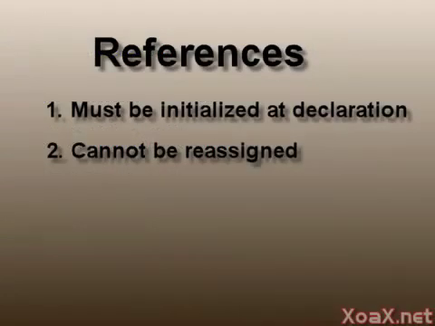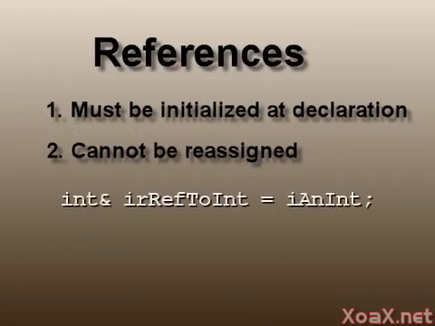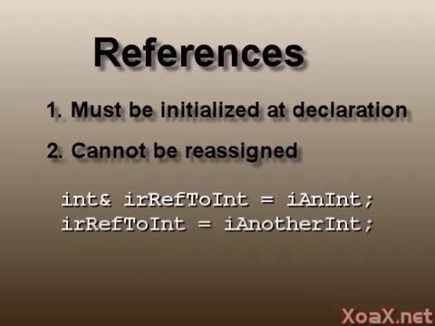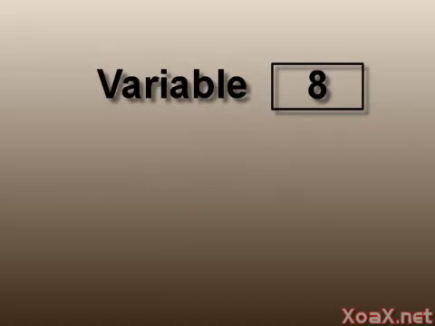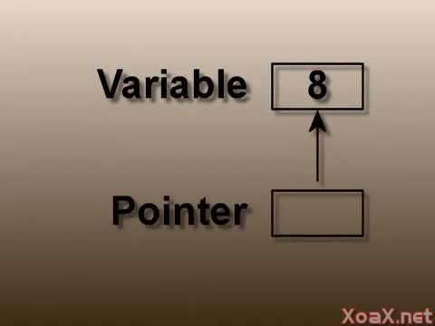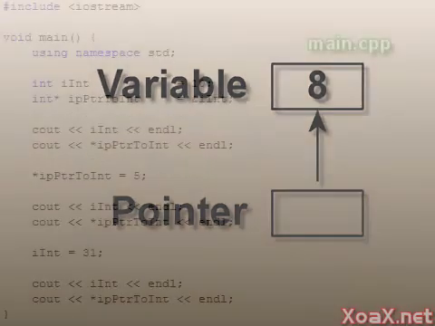There are a few things that we should note about references. First, they must be initialized when they are declared. Second, they can never be reassigned to refer to a different variable. Like references, pointers contain the memory address of a variable and offer another means of referring to a variable's value. However, they function a bit differently.